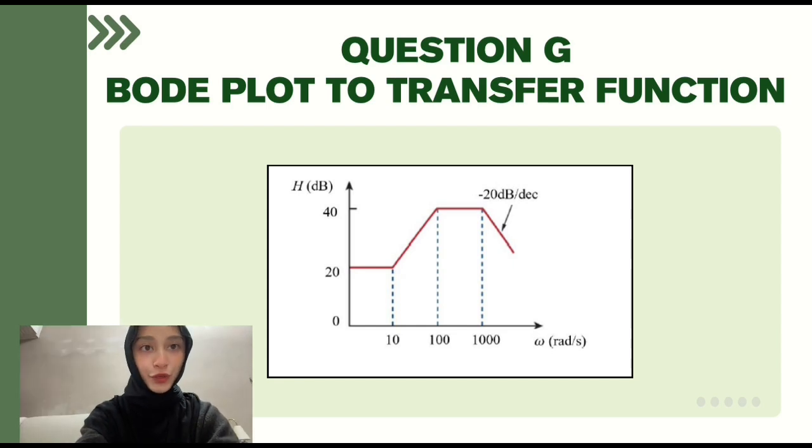For the second corner frequency at omega 100 radians, the slope changes from positive 20 decibels to negative 20 decibels. To achieve this change, there must be a change of negative 40 decibels. This indicates the presence of two simple poles or one double pole. Looking at the calculation, it's treated as two simple poles. At the third corner frequency at omega 1000 radians, the slope changes from negative 20 decibels to negative 40 decibels. This indicates the presence of another simple pole.